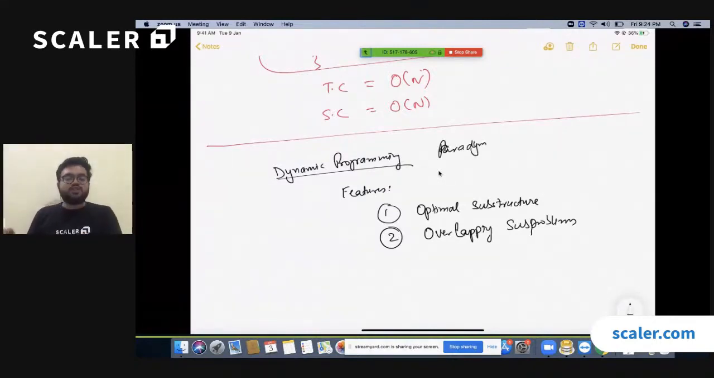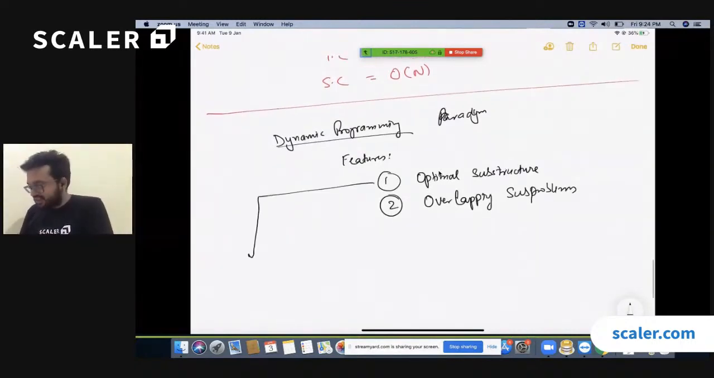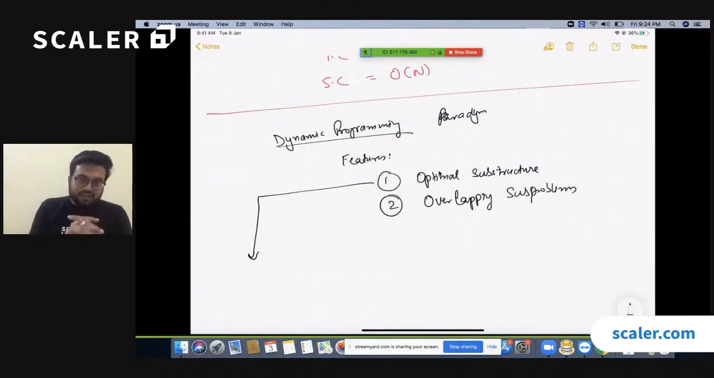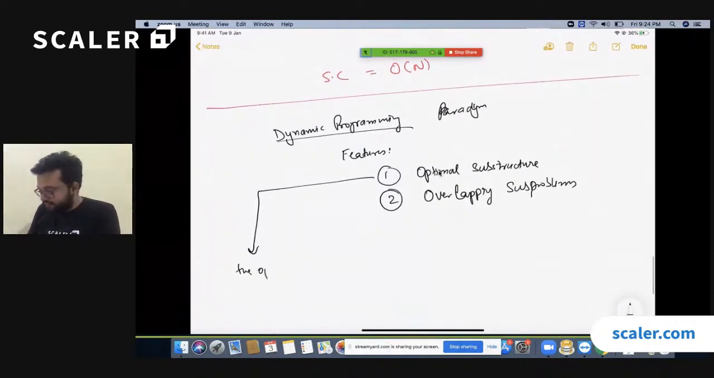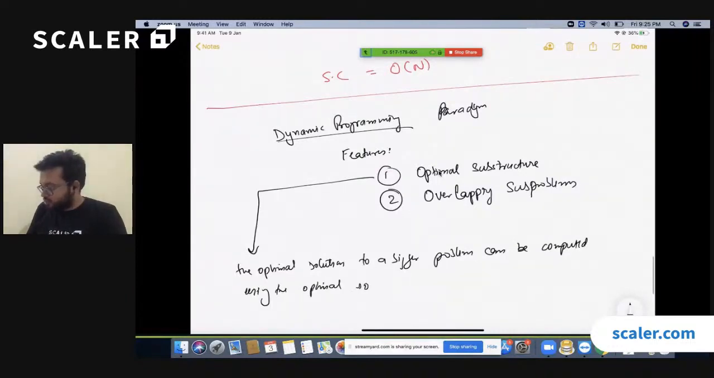Now let's explain these two features in more detail. The optimal substructure feature simply means that the optimal solution to a bigger problem can actually be constructed using optimal solutions to smaller problems. So the optimal solution to a bigger problem can be computed using the optimal solutions to smaller problems. This is the optimal substructure property.